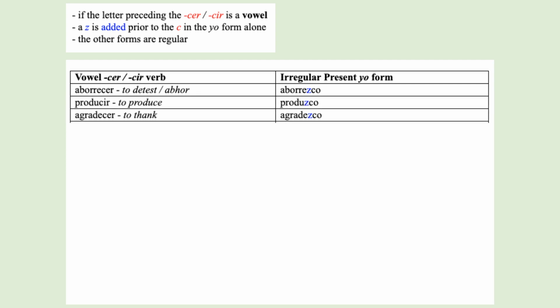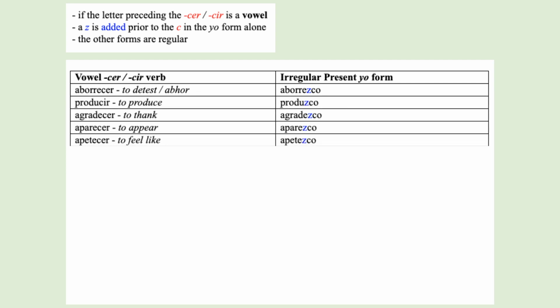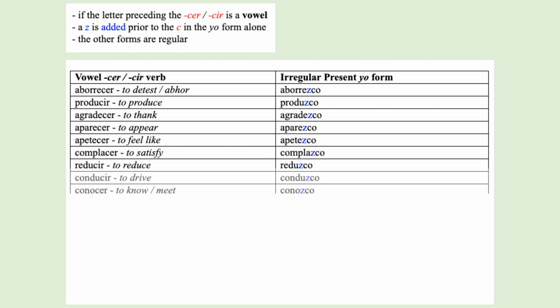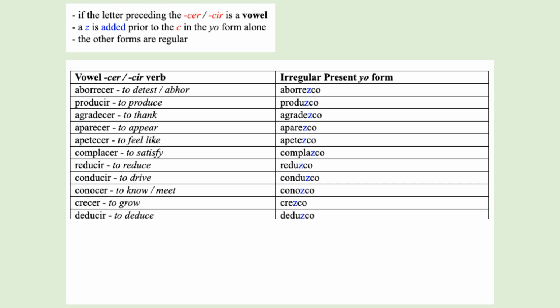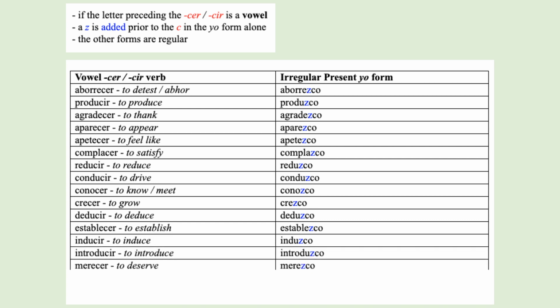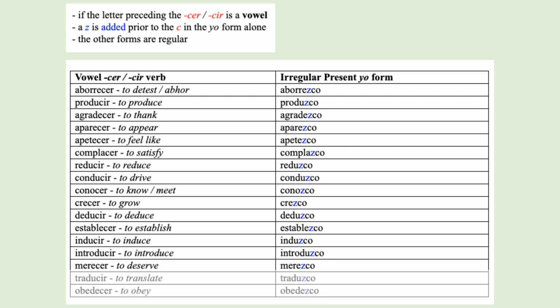Aborrezco, produzco, agradezco, aparezco, apetezco, complazco, reduzco, conduzco, conozco, crezco, deduzco, establezco, induzco, introduzco, merezco, traduzco, obedezco.